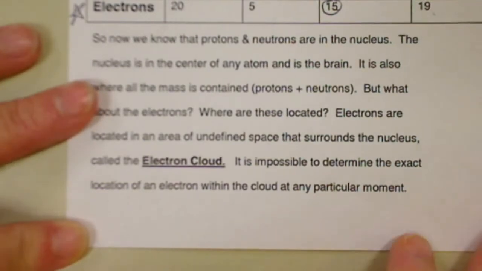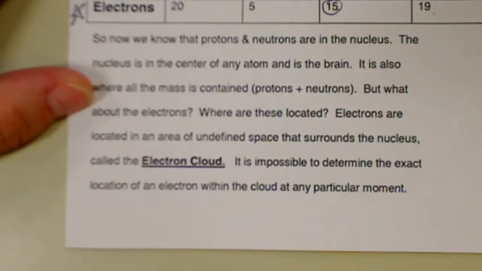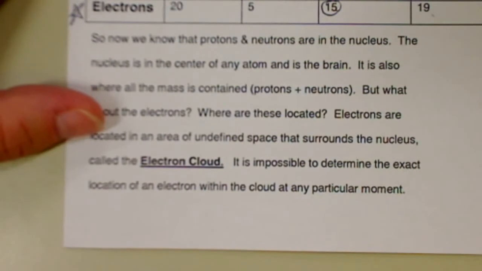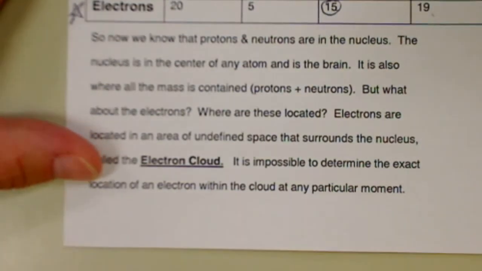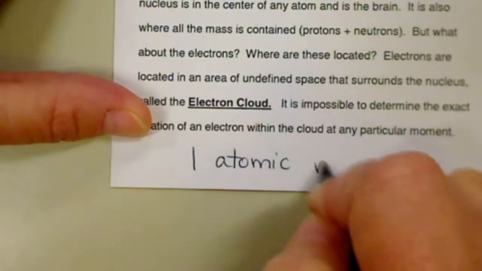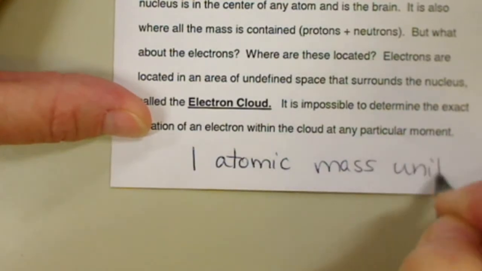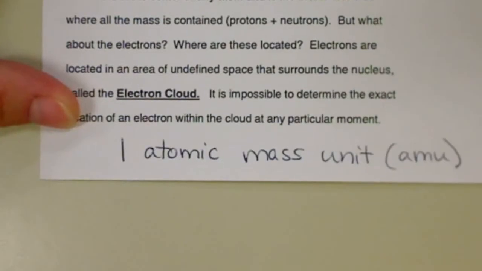So scientists decided that it would make sense to create a unit that was the exact mass of one proton. So they weighed the mass of a proton, figured out what that was, and said, okay, anything that has this mass, we're going to say it is one atomic mass unit. And the abbreviation for that is AMU. Interestingly, when they measured the mass of a neutron, they found out it also was 1 AMU.